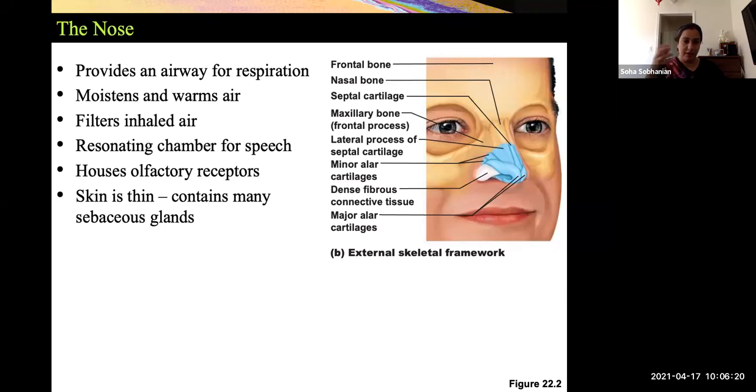Now, there are secondary functions which are not as, and I'll put that in quotes, as important. One is that the nose acts as a resonating chamber for speech. If people hold their nose, you can see a change in their voice, because the nose allows the air to come out and helps with your speech. They also house olfactory receptors, which makes sense. They're associated with your sense of smell, and therefore it is important, right? But again, they play a role in respiration and making sure that you stay alive.